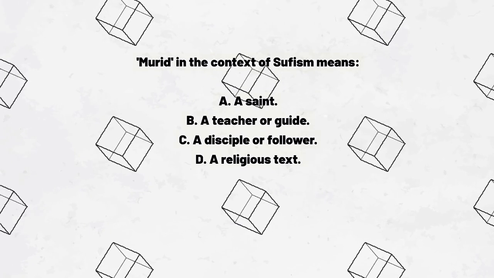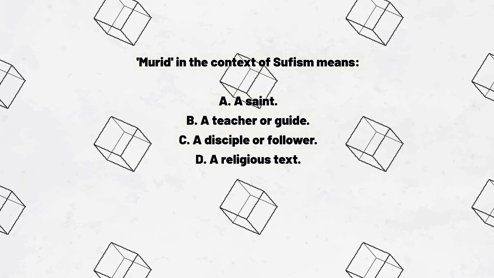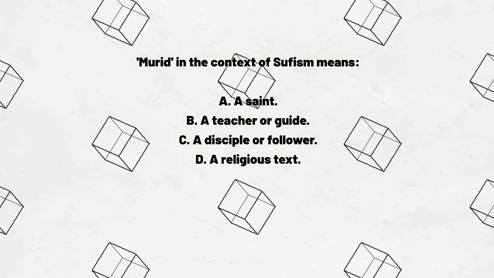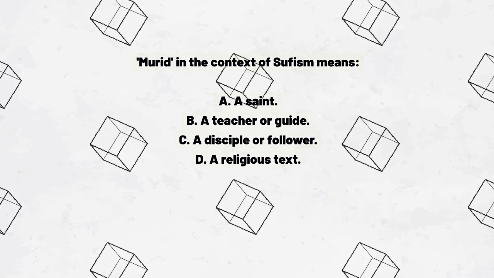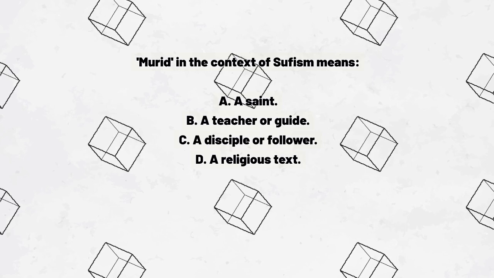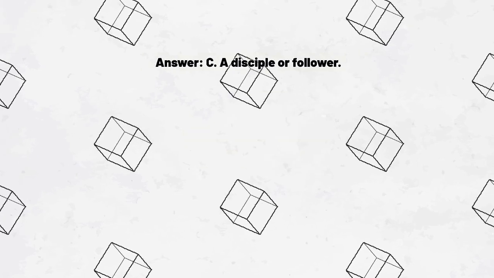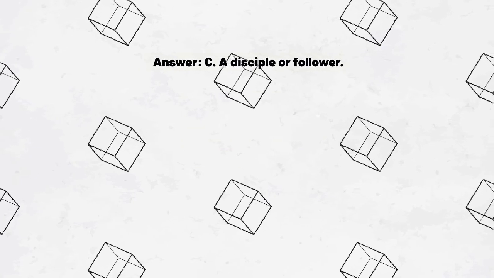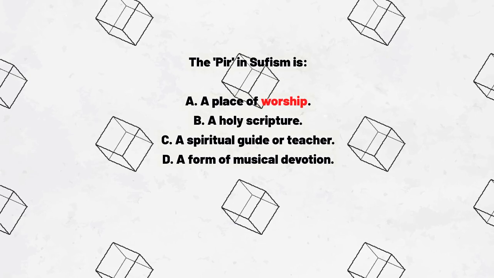Murid, in the context of Sufism, means: A. A saint, B. A teacher or guide, C. A disciple or follower, D. A religious text. Answer: C. A disciple or follower.